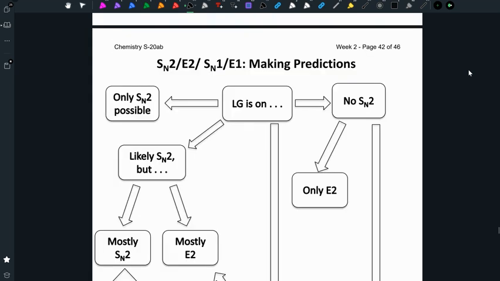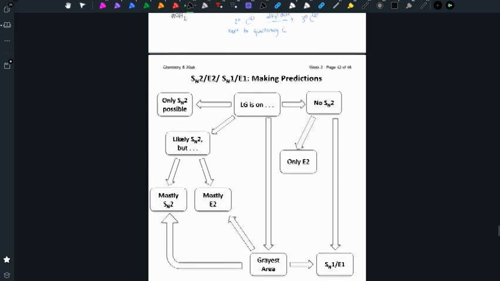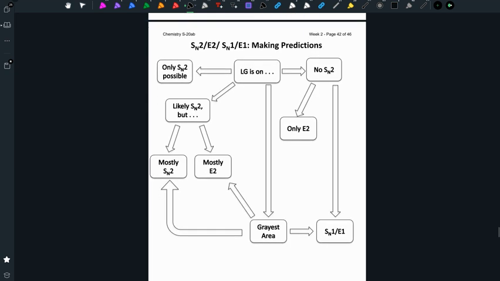So now let's put everything together and think about how we make predictions in the case of SN2, E2, SN1, E1 possibilities. Because when you are looking at a given mixture of reactants, you want to have some way to guide your thinking. And I made this sort of flowchart that looks really convoluted, but hopefully this is just guiding your thought process. We've already done a little bit of this when talking about SN2 versus E2 possibilities. Now we're adding in the SN1 and E1.